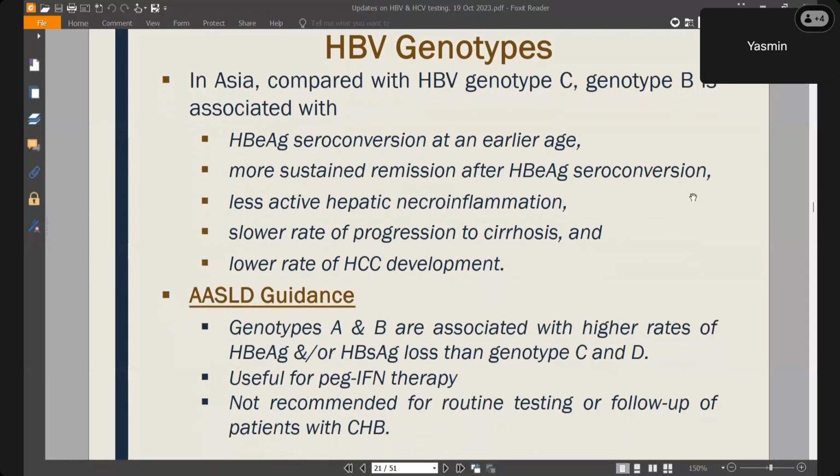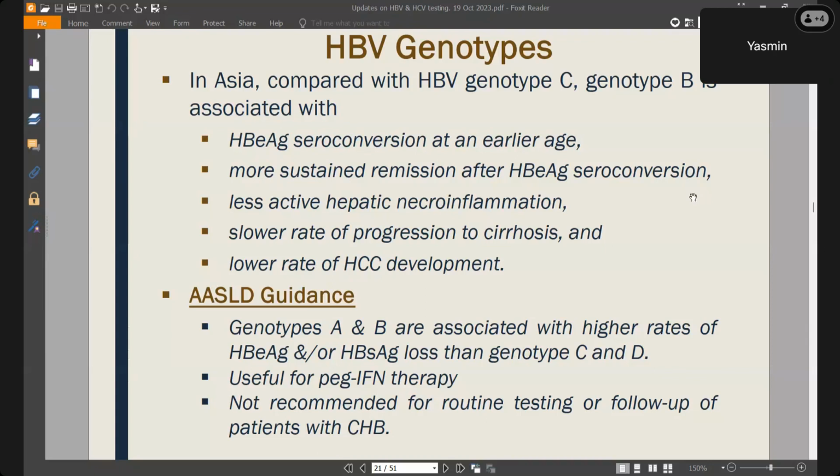In Asia, of course, this paper talked about Asia and Africa, so I didn't mention anything about Africa. But in Asia, like I said, we tend to see a lot more B and C. They found that when you compare it with C, B is associated with HBe antigen seroconversion at an early age, provides a more sustained remission after HBe antigen seroconversion, less active hepatic necroinflammation, slower rate of progression to cirrhosis, and lower rate of hepatocellular carcinoma development. Like I said, in this part of the world, mainly B and C.